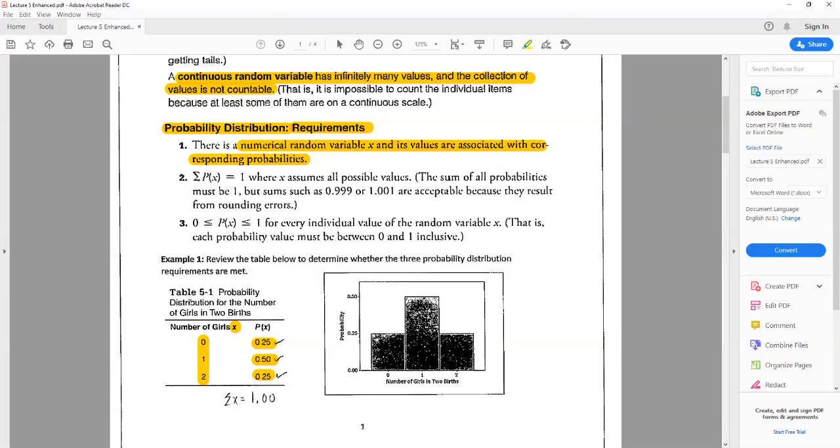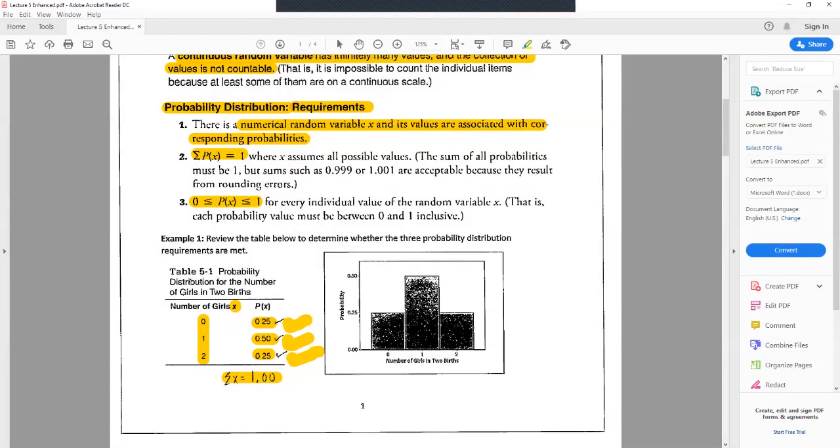We just verified that. The second requirement is that the sum, this Greek symbol here, sigma, stands for summation, and the sum of the probabilities must always total 1. Well, if we add up 1/4, 1/2, and 1/4, we will get a total of 1. So the second requirement is met. The third requirement simply says that each probability must be between 0 and 1 inclusive. And all of our probabilities here are between 0 and 1. So this does give us a probability distribution. And here's the graph to the right that depicts that probability distribution.